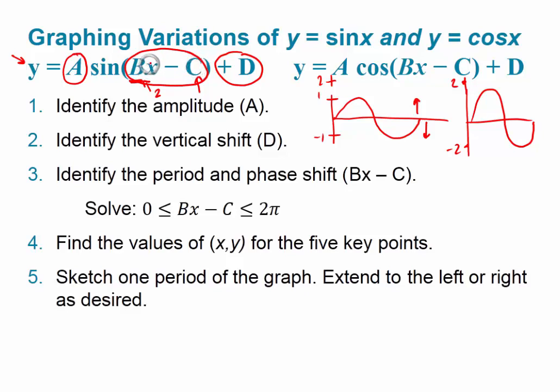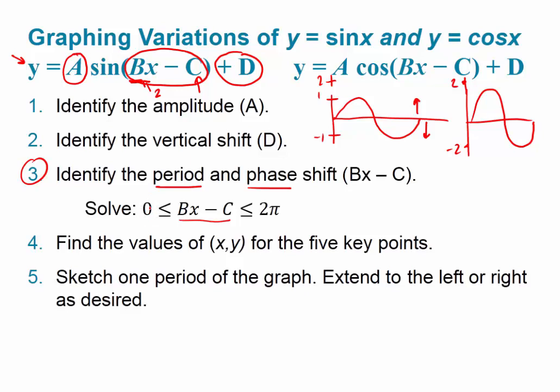But when we go to actually calculate those shifts and the period changes, we actually look at them at the same time. And the way we do that is right down here in step 3, which is identify the period and phase shift. We do that together. So what we do is we take this bx minus c, whatever I have inside the parentheses here, and I put it in this double inequality. I put it between the normal period values.